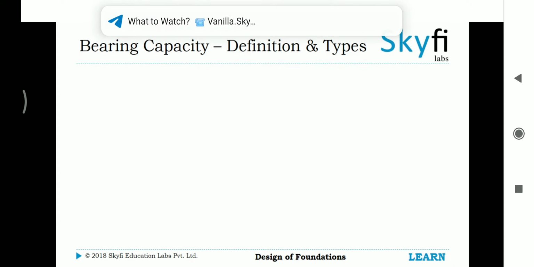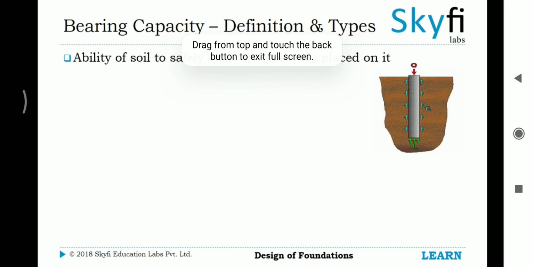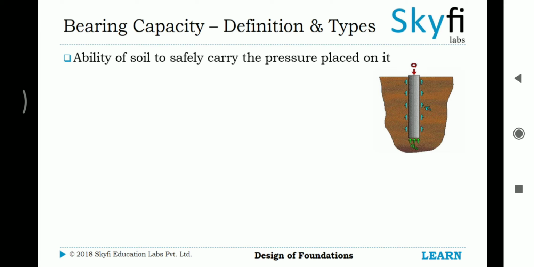Now, you will understand some important soil parameters in the context of foundation design. The downward compressive loads acting on the foundation are transferred from foundation to earth through bearing capacity of soil. The bearing capacity is defined as the ability of soil to safely carry the pressure placed on it.